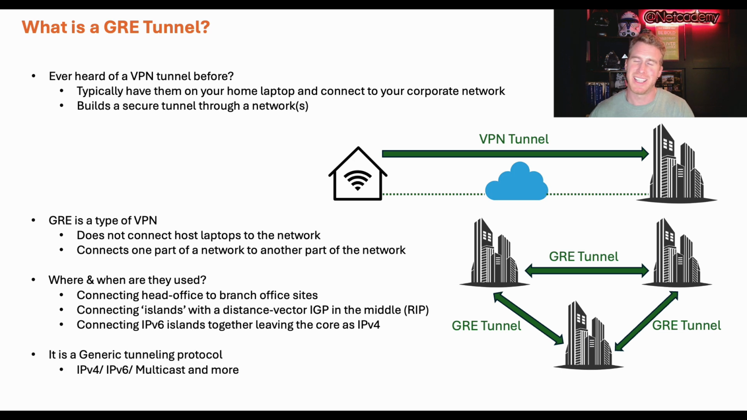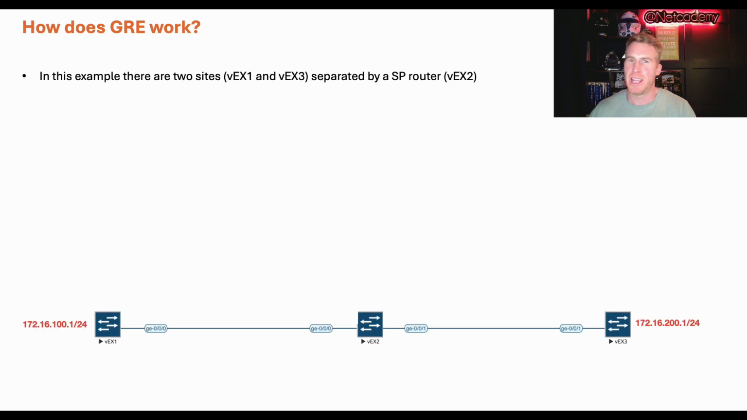And as I just said, this is generic. GRE, generic routing encapsulation. IPv4, IPv6, multicast, and a lot more. It doesn't really matter. It's encapsulation and de-encapsulation. So from a very high level, this is what GRE actually is. But how does GRE actually work? How does it build the tunnel?